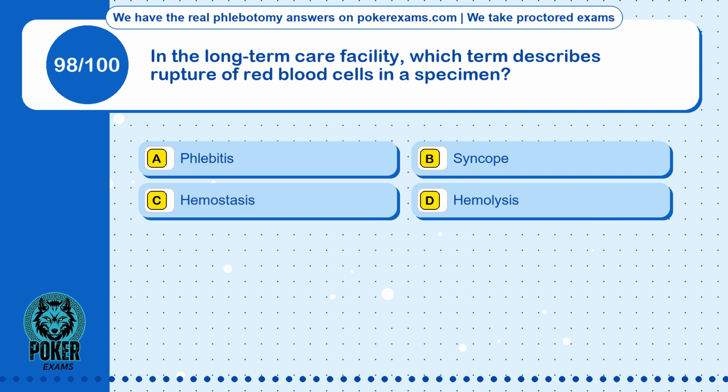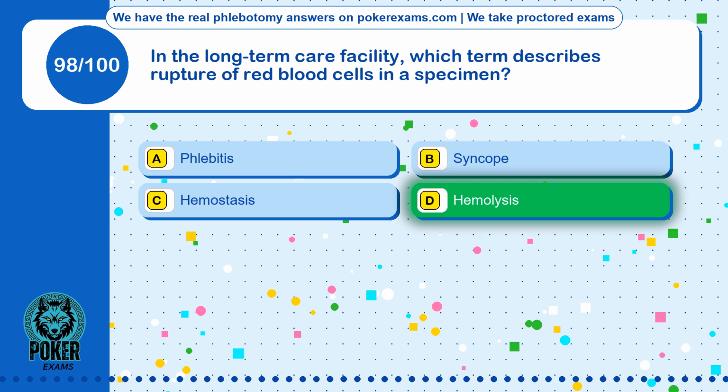Question 98. In the long-term care facility, which term describes rupture of red blood cells in a specimen? Option A. Phlebitis. Option B. Syncope. Option C. Hemostasis. Option D. Hemolysis. The correct answer is option D. Hemolysis.